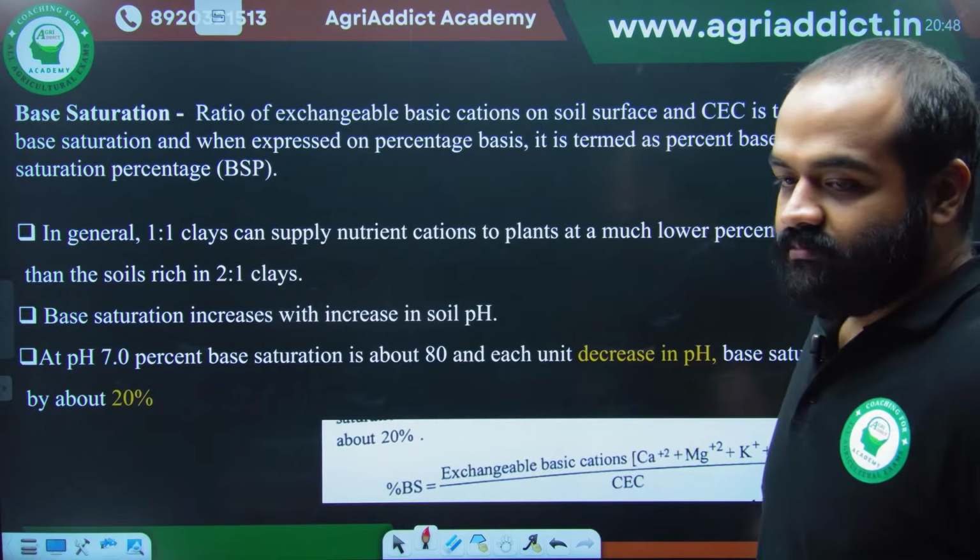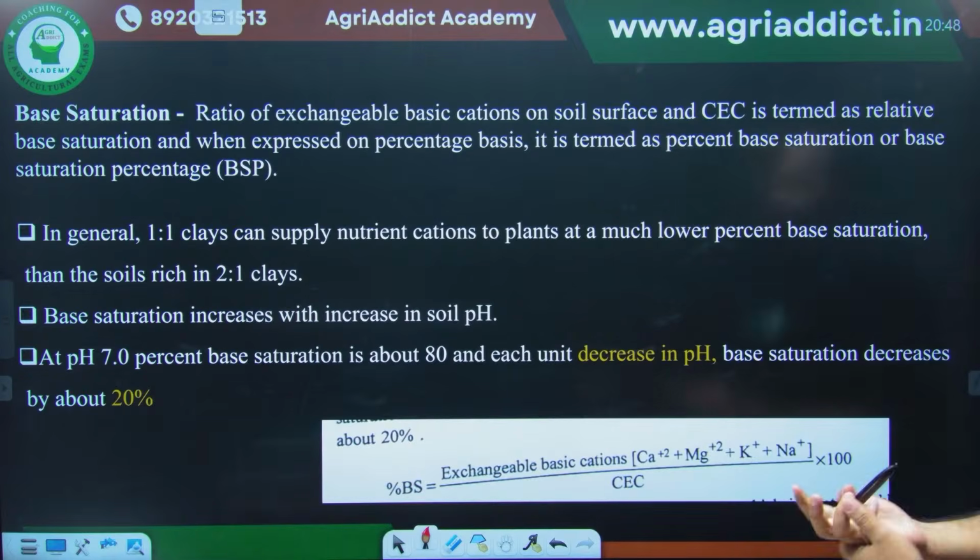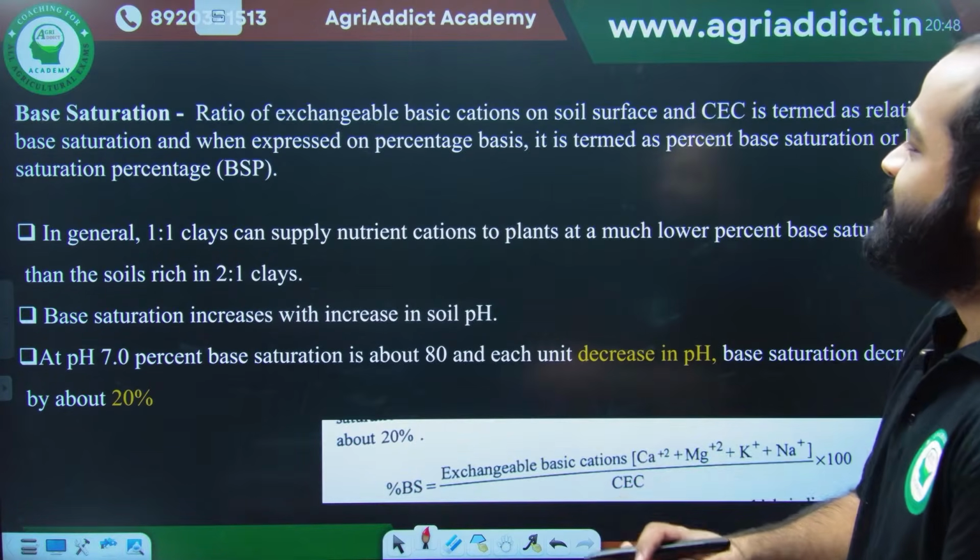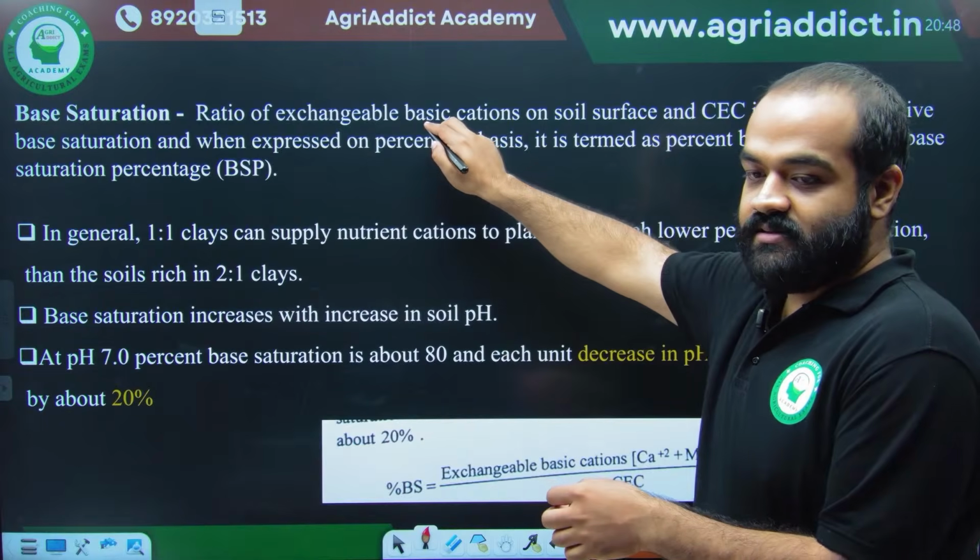So, coming to base saturation, again we are coming to the easy part. Adsorption isotherm was the hard part. So, the ratio of exchangeable basic cations.